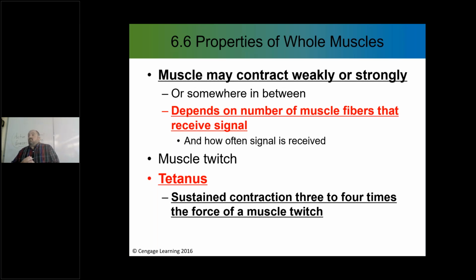Okay. And so really it's a matter of the number of muscle fibers that are being stimulated. The more muscle fibers, the more your ability to be able to contract. Go ahead.